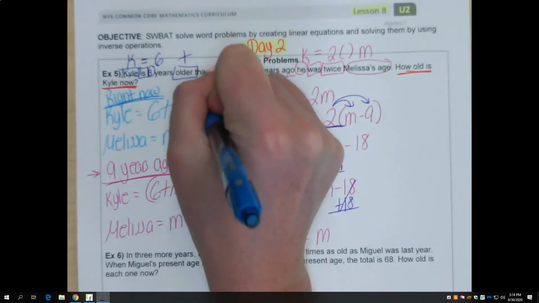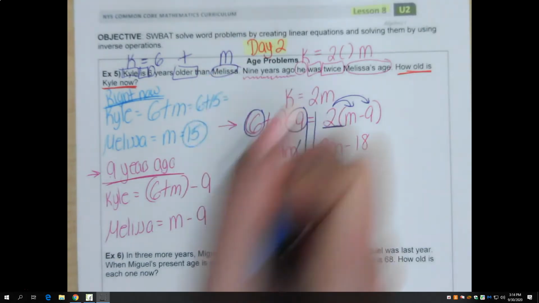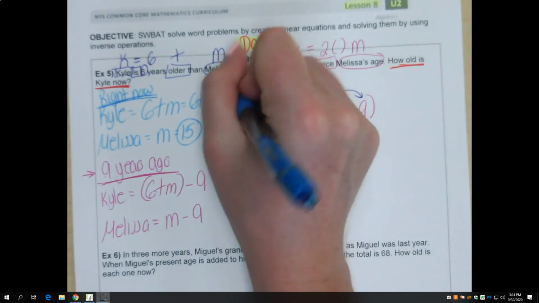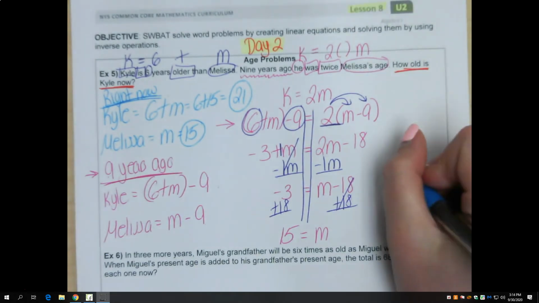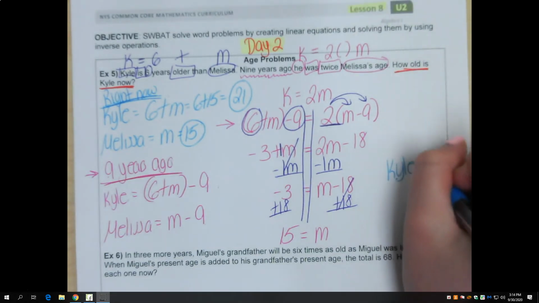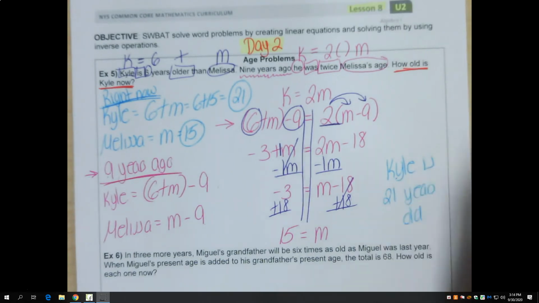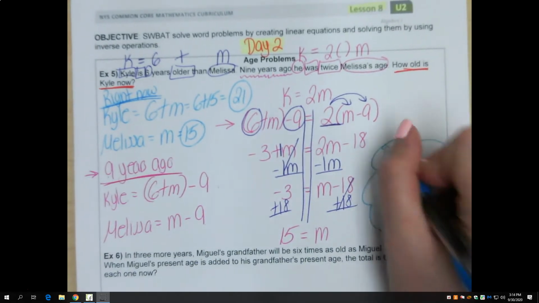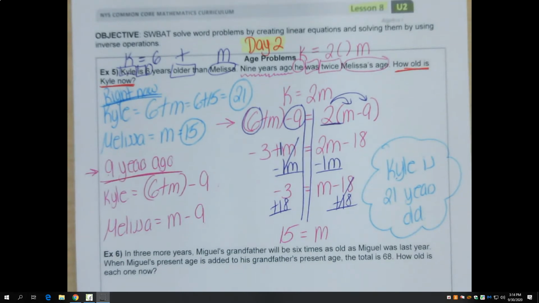So Kyle is 6 plus m. 6 plus 15 is 21. So if I want to answer this question on the side, how old is Kyle? Kyle is 21 years old. And we are done with number 5.